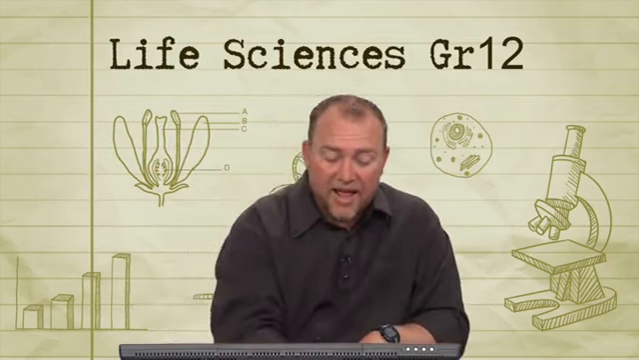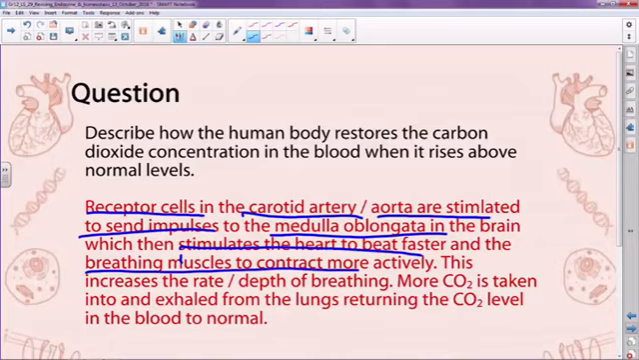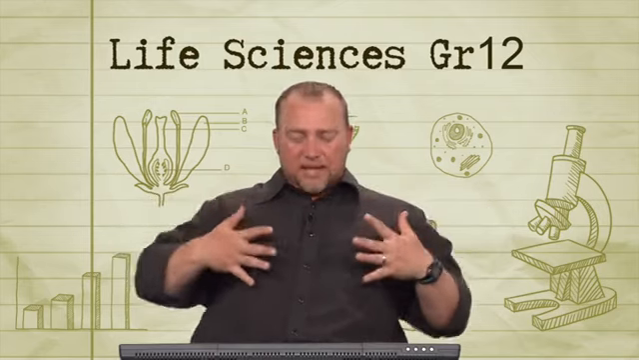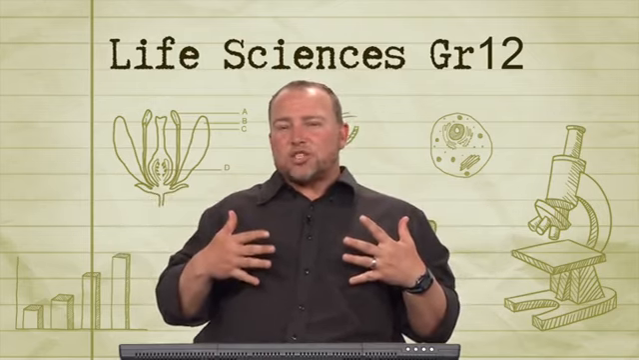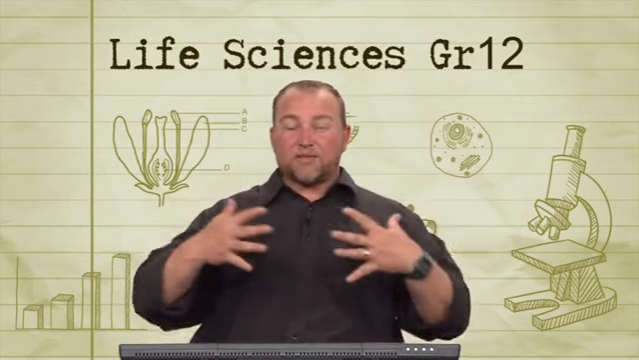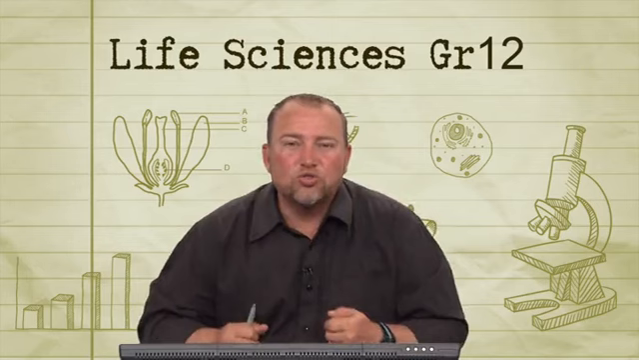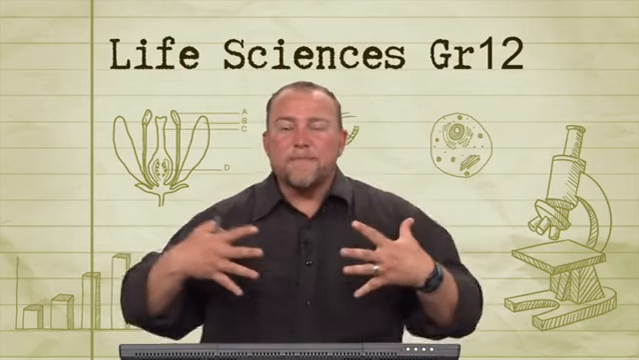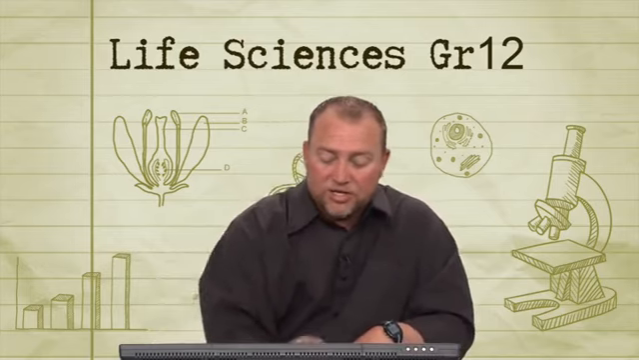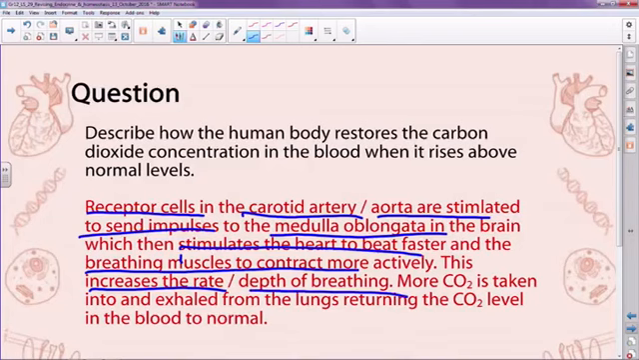And the breathing muscles contract more actively. So in other words, you've got these muscles. First of all, you've got this bottom one, which is called your diaphragm. Remember, that goes up and down. And then you've got these muscles between your ribs. They're called intercostal muscles, and they make your ribs move out and back and forth. So if we have a look at it, by controlling the rhythm of the breathing, making those muscles move in and out, you'll notice it increases the rate and depth of breathing. That's why you take deep breaths all the time.